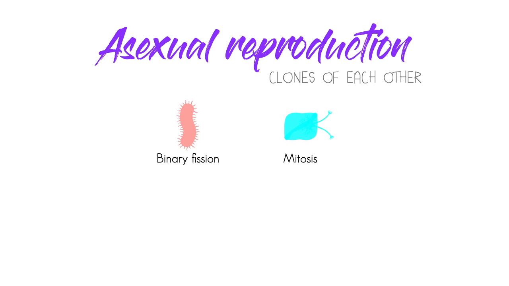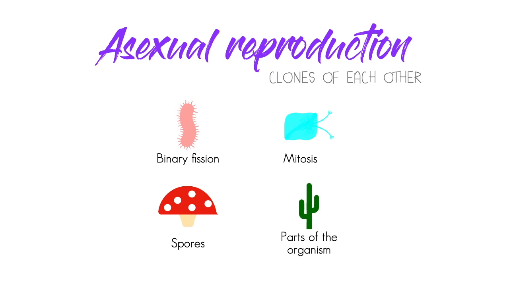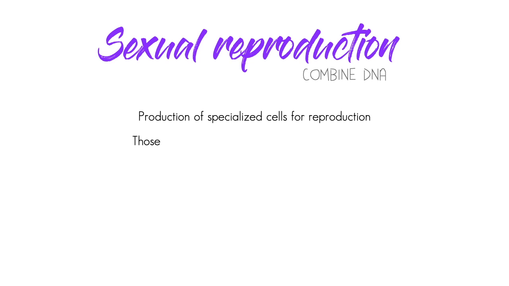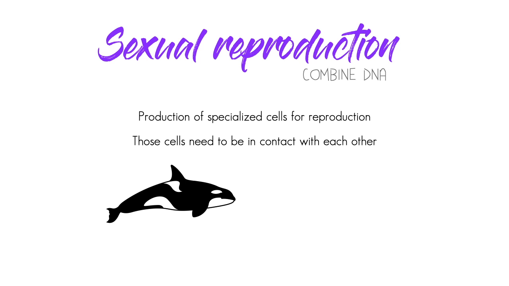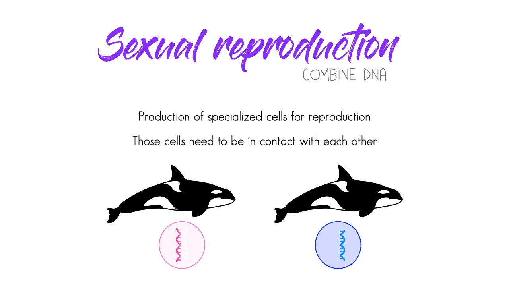Binary fission, mitosis, spores, and parts of the organism are different ways in which organisms can reproduce asexually. Now we're going to talk about sexual reproduction. Sexual reproduction is based on the combination of different sources of DNA. For this to happen, organisms produce special cells for reproduction, and they have to come up with a method to bring those cells together.